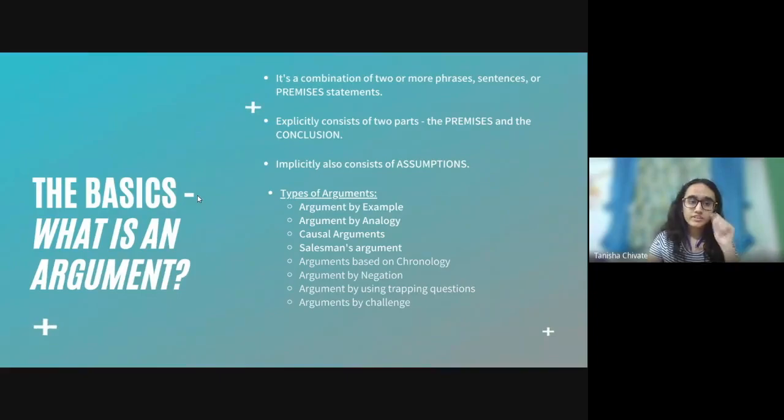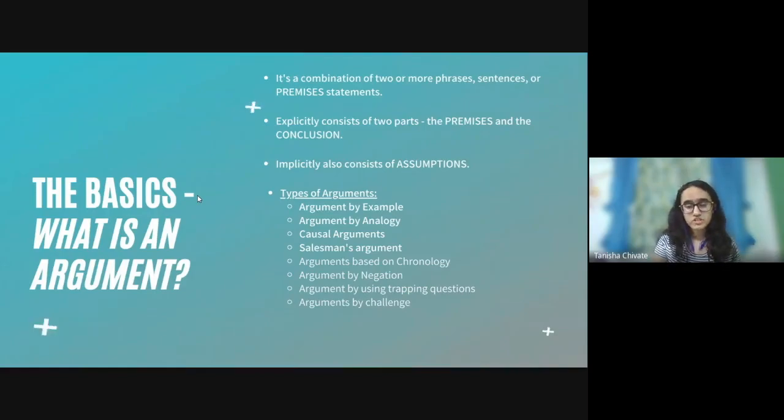A salesman's argument is basically when the author gives certain advantages and disadvantages for his proposition. So if I say that smoking causes several diseases and therefore it should be banned, that's by stating disadvantages of smoking, therefore I want a ban. Arguments based on chronology are, for example, the iPhone 10 is better than the iPhone 6 because it was released later. So that is based on the chronology of events. Arguments by negation. An example for this would be he will not achieve the sales target because it's impossible. So I'm basically negating every possibility of an event to happen.